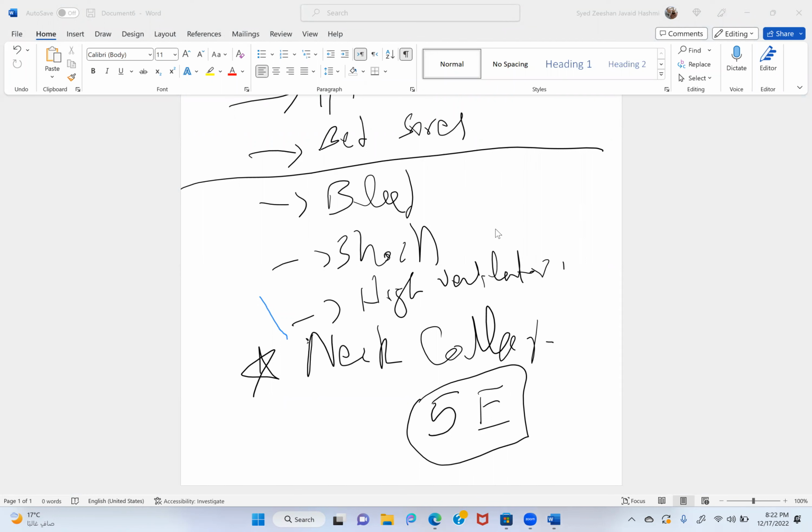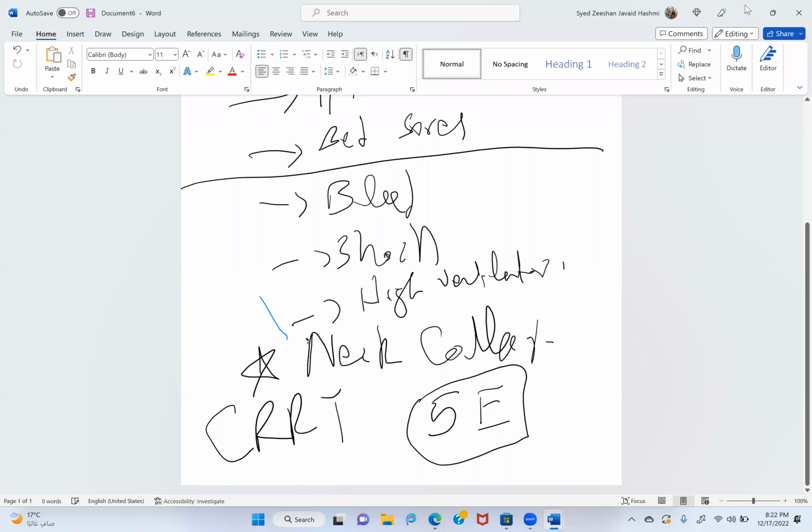If the patient is in shock, the patient could be in renal failure and could be on renal replacement, CRRT. Okay, thanks a lot.